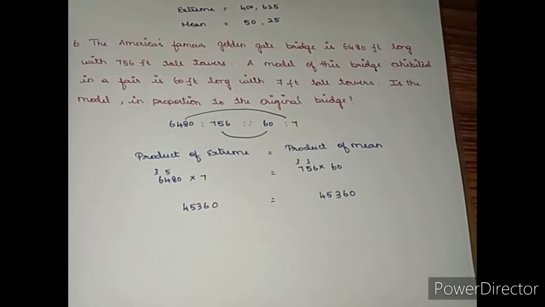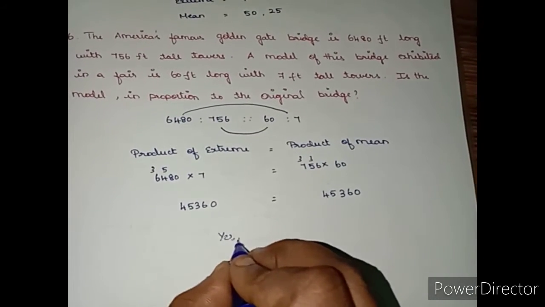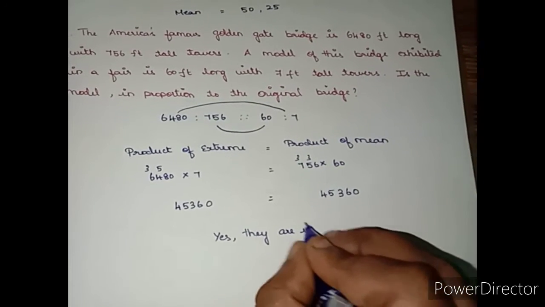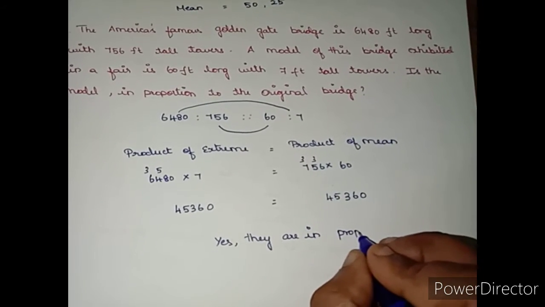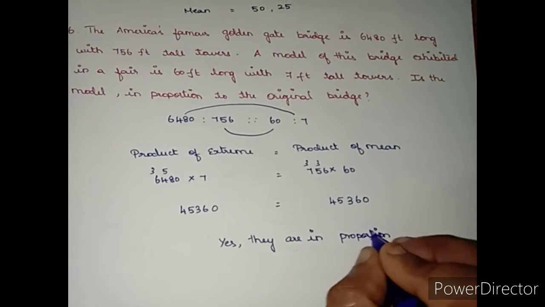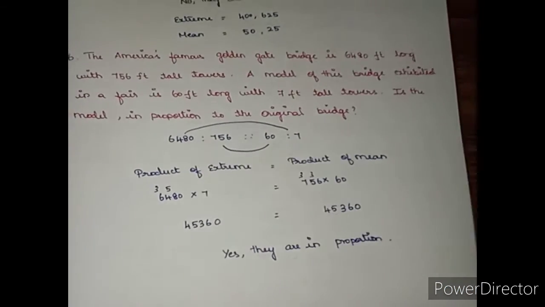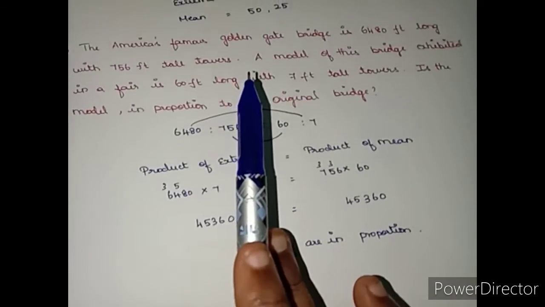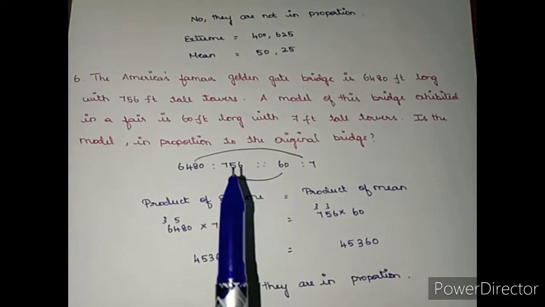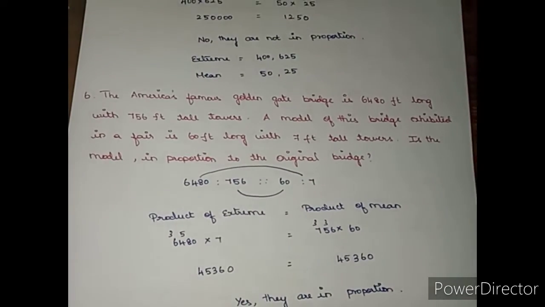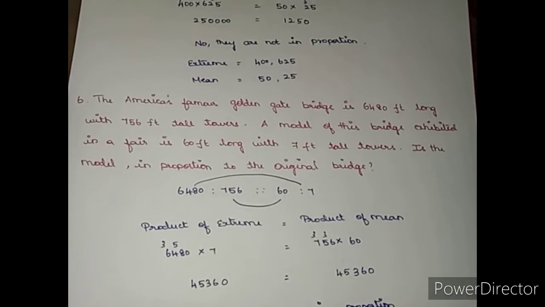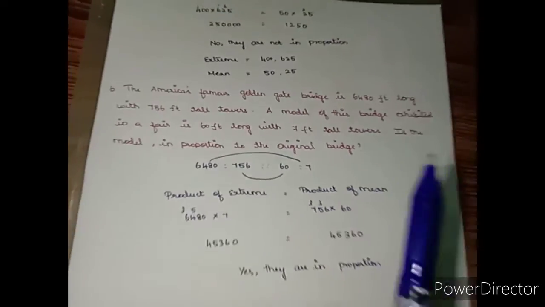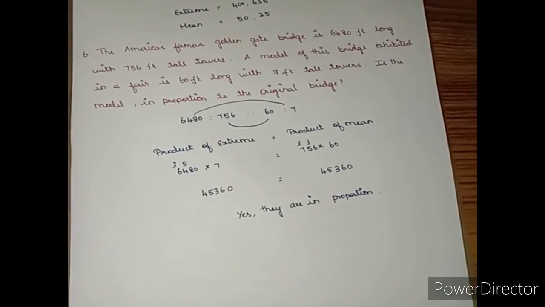So what does it say? Yes, they are in proportion. Here we need not write which is the extreme and which is the mean, because we already know which is the bigger one. The original bridge is the bigger one and the model is the smaller one. So we need not write which is mean and which is extreme. They have asked us to find only whether they are in proportion. So we'll go with the next question.